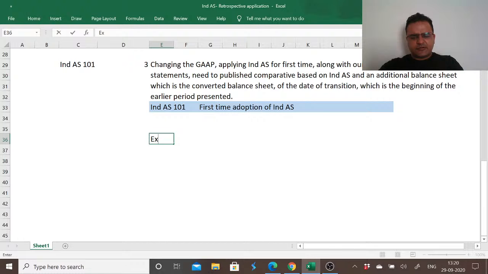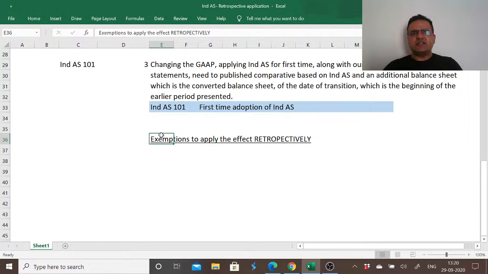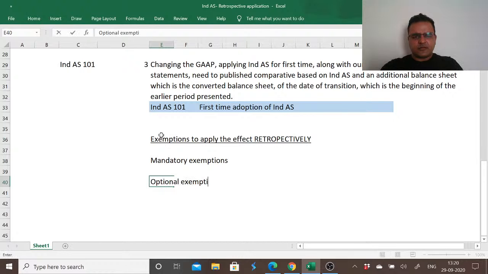Exemptions to apply the effect retrospectively. So this made our life easy, that we could avail those exemptions to bring in the change and move on to the new GAAP. So there are two kinds of exemptions given. One is mandatory exemptions, and second is optional exemptions. Mandatory exemptions were for areas where applying the retrospective effect would have been irrelevant.